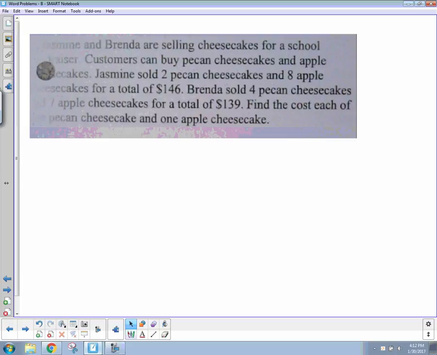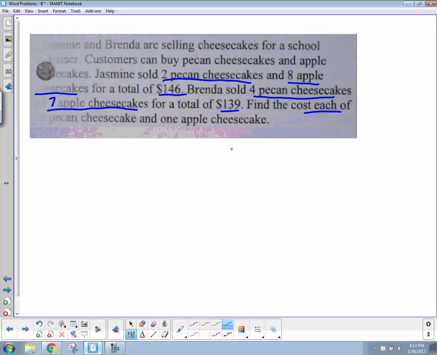Jasmine and Brenda are selling cheesecake for the school fundraiser. Customers can buy pecan cheesecake and apple cheesecake. Jasmine sold 2 pecan cheesecakes and 8 apple cheesecakes for a total of $146. Brenda sold 4 pecan cheesecakes and 7 apple cheesecakes for a total of $139. Find the cost of each of the pecan and the apple cheesecake.